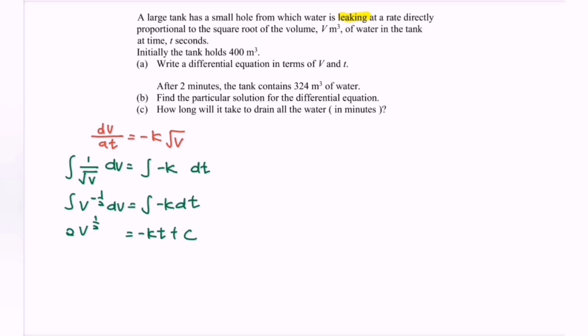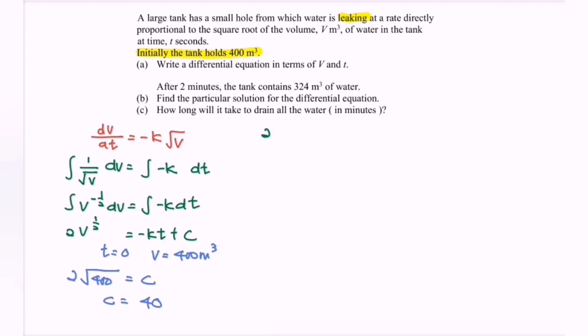Kindly refer to the situation. In this part, they mention that initially the tank holds 400 meter cube, meaning we have t equals 0, V is equal to 400 meter cube. Kindly substitute. If t is equal to 0, V is equal to 400. So we have 2 multiplied with the square root of 400, which is equal to c. So in this case, c is equal to 40. So kindly substitute. We have 2 multiplied with the square root of V, which is equal to negative kt plus 40.